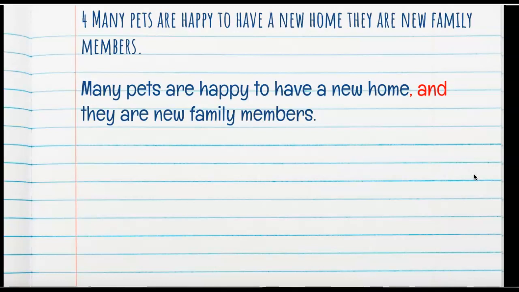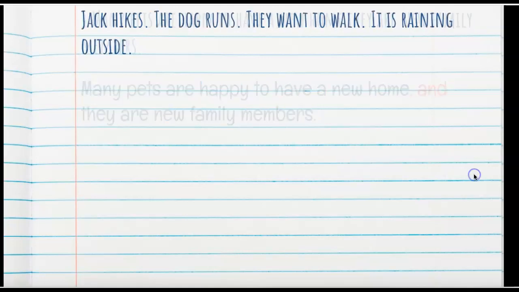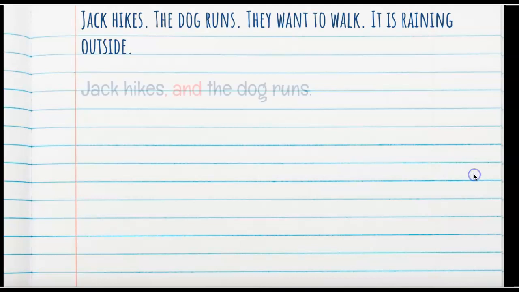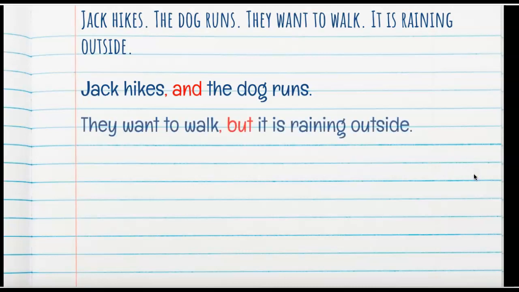All right, so we have 4 simple sentences here, and I want to put them together to make 2 compound sentences. So I have Jack hikes, the dog runs, they want to walk, it is raining outside. So I'm going to use some conjunctions. I'm going to say Jack hikes, and the dog runs. They want to walk, but it is raining outside. Because remember, the but we use when we are joining 2 opposite ideas. So like they want to walk, but they can't because it's raining.